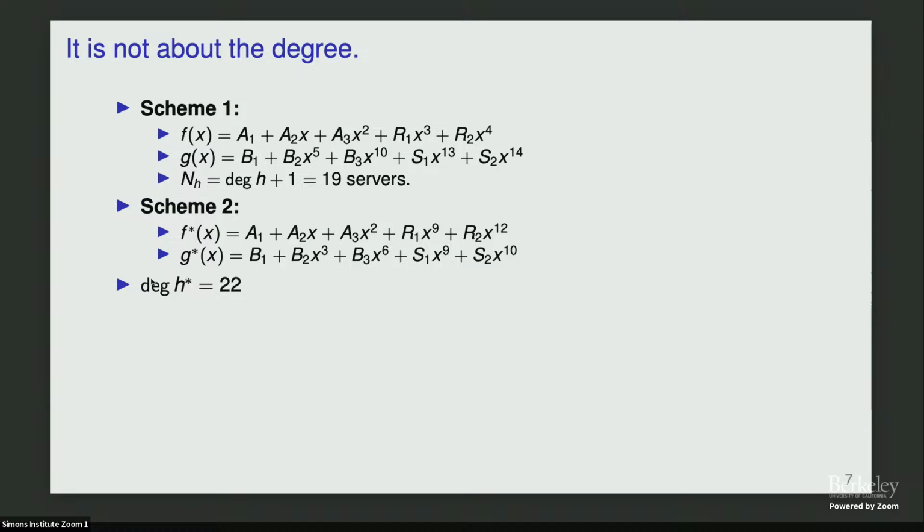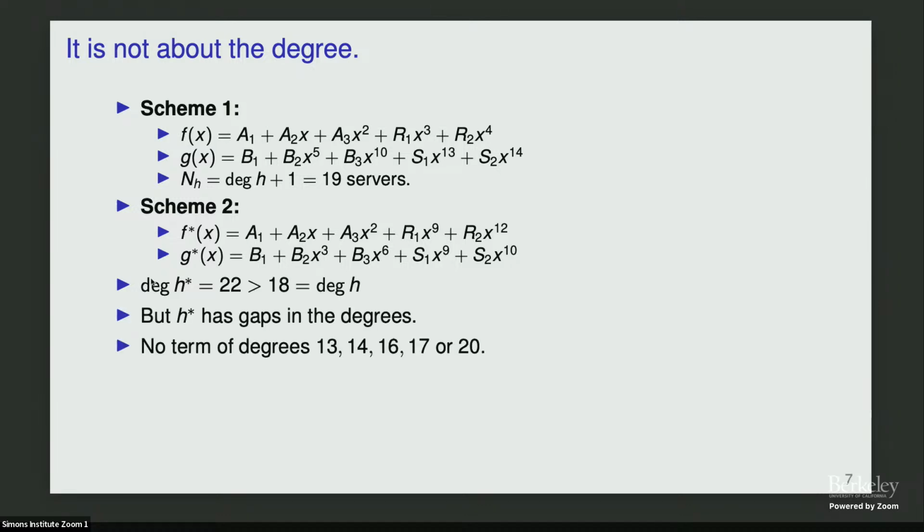He's going to have, so when you multiply these two, you get a polynomial h that has a degree of 22, which is larger than the degree above. However, this h star polynomial is going to have gaps in the degrees. What we mean by that is that no terms appear, for example, with an exponent of 13. So if you multiply this out, there is no term.